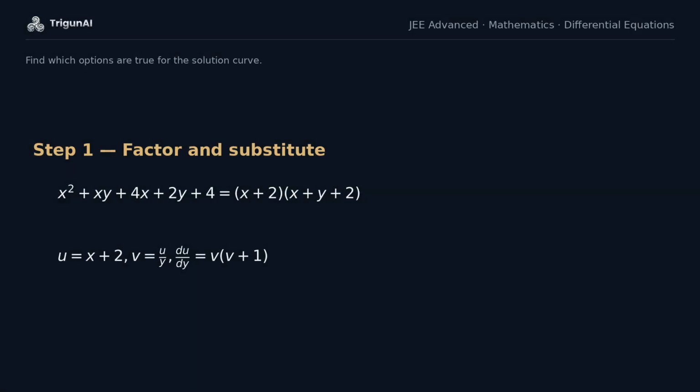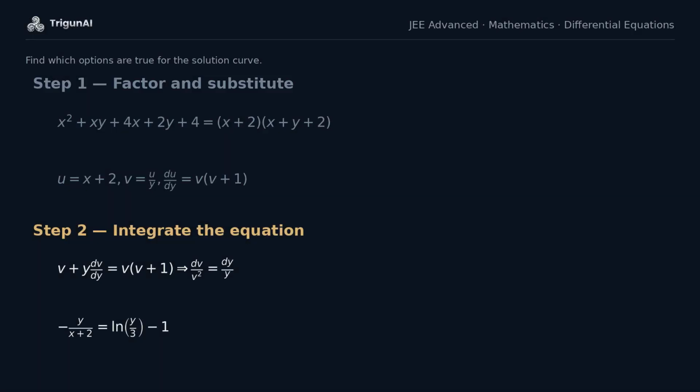First factor the coefficient. Then invert the derivative and set u equal to x plus 2 and v equal to u over y. Substituting u equal to vy makes the differential equation separable. After integration, the point (1, 3) fixes the constant.